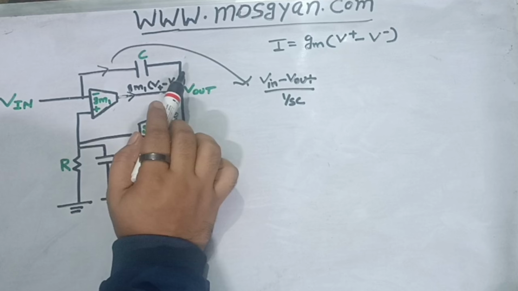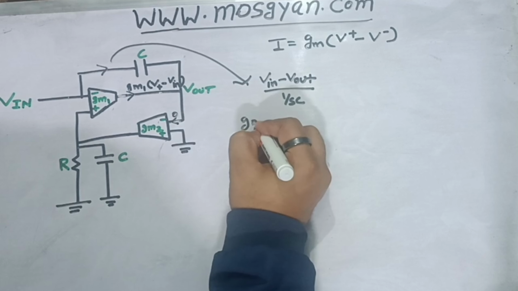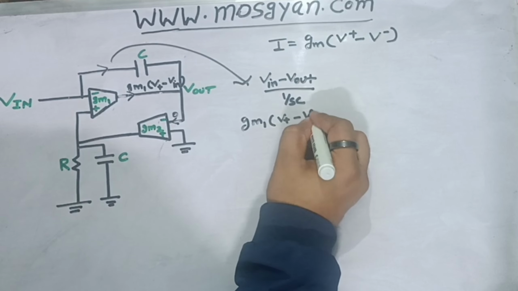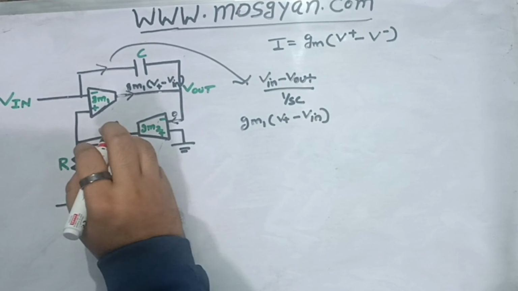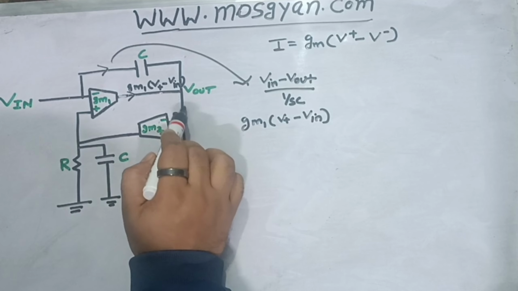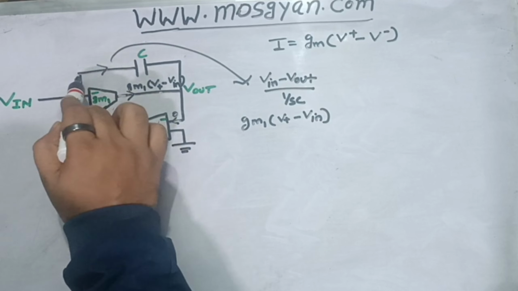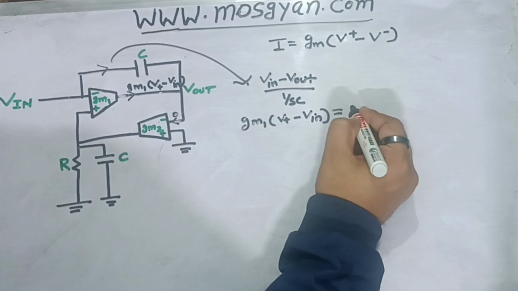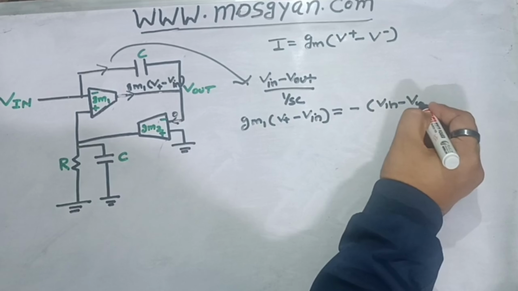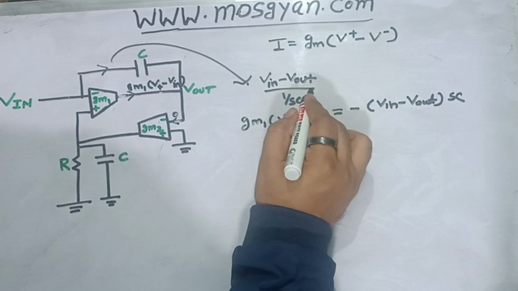So we can apply KCL at Vout. So what will it be? We can directly write Gm1 (V plus minus Vin). This is the current which is flowing from this path to Vout. Since there is no current which is going inside this, all the current which is coming from this path is traversing in this path. So this would be equal to negative of (Vin minus Vout) into SC. 1 upon SC is there, so it will get multiplied here.